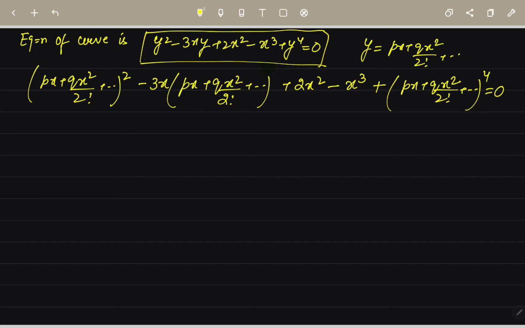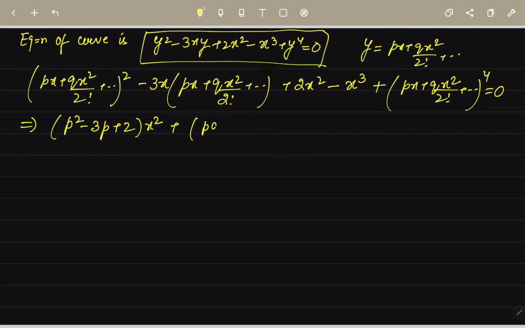So now for equating the like powers of x, I will separate these in separate brackets, that is, I will separate the x square terms, similarly the x cube terms and x4 terms, and so on. So I will write here, now I will get (p square minus 3p plus 2) into x square.